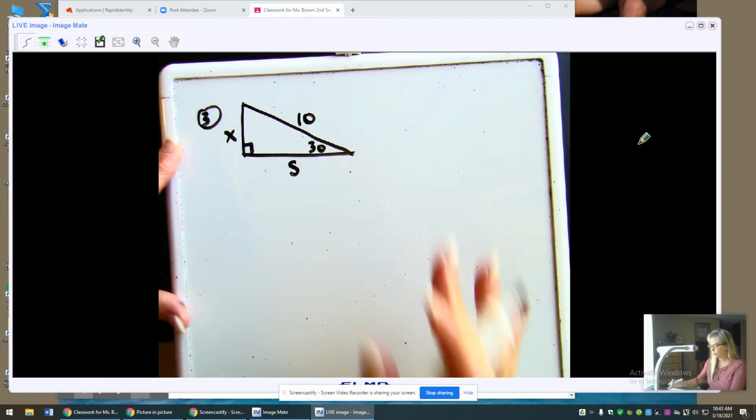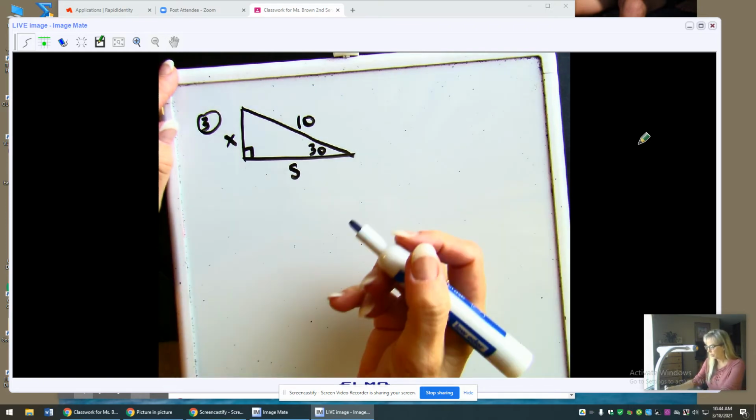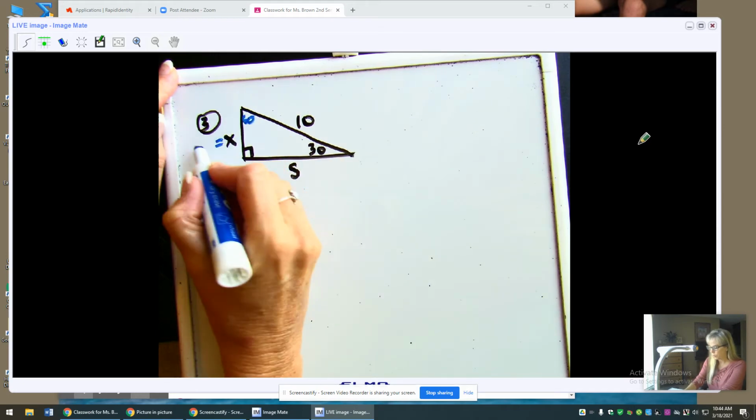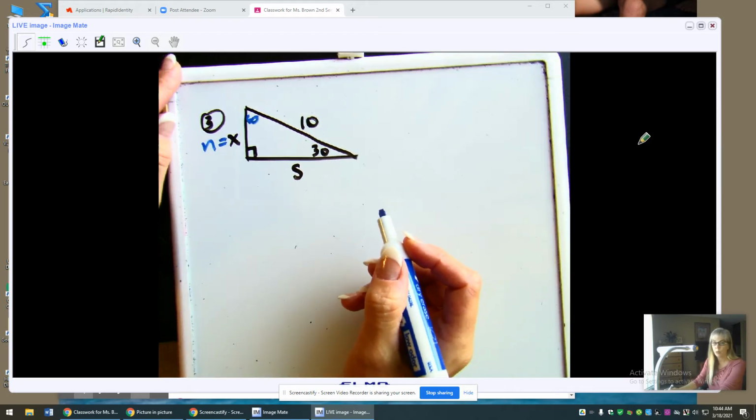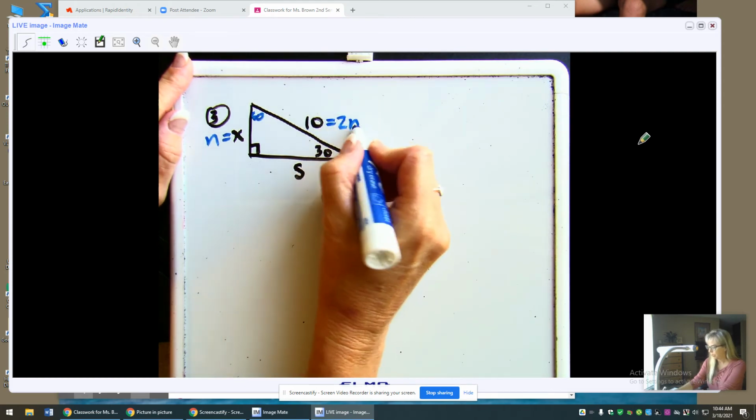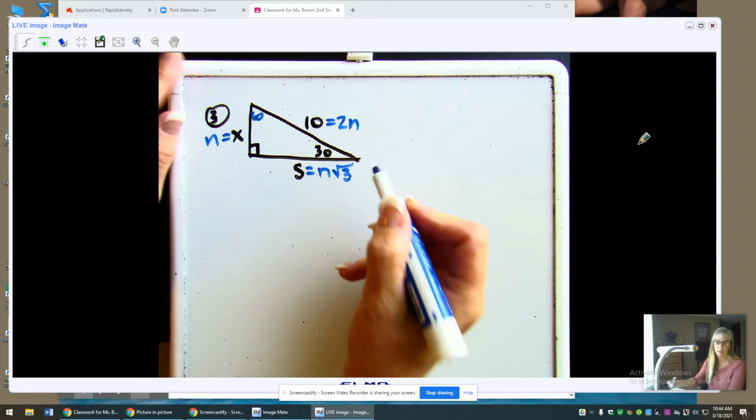Okay, we got this. Step 1, label the ratio of the sides. This is a 30, 60, 90 triangle. This is 60. Therefore, this is the short leg. That's n. Notice I put an equal sign with it. The hypotenuse is 2 times n. The long leg is n times the square root of 3.